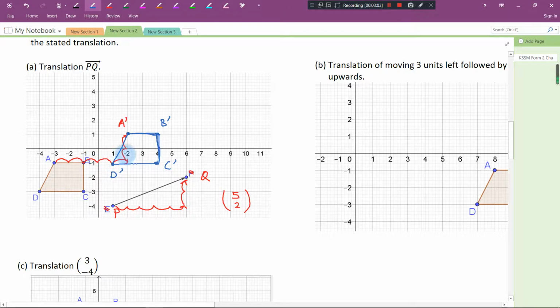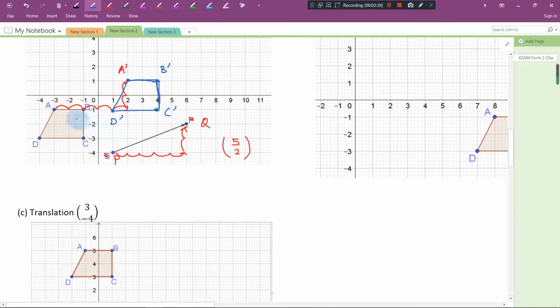Calculate every single point. Once I get A prime, I start from B and calculate again: 1, 2, 3, 4, 5, and go up 1, 2. This is correct. Then I start again from C, go to C prime: 1, 2, 3, 4, 5, then go up 1, 2. Both methods are accepted. It's okay to use the first method or the second method as long as you get the correct answer.